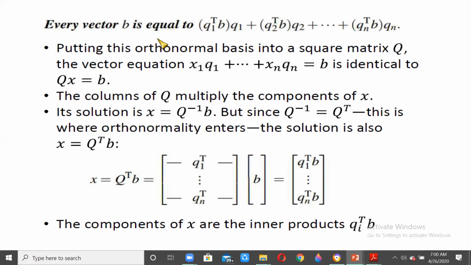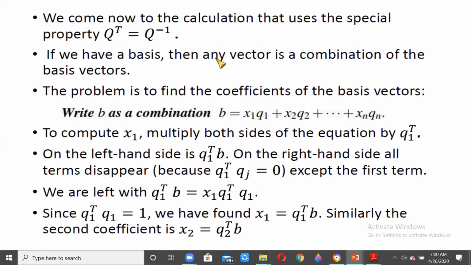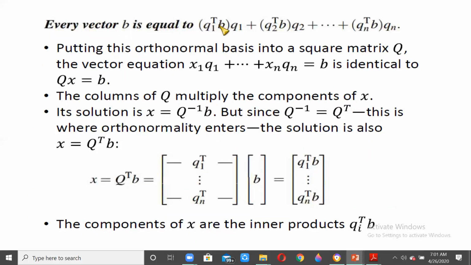So on the whole, in place of X1 we can write Q1 transpose B. In place of X2, we can write Q2 transpose B. In place of X3, we can write Q3 transpose B. And in place of Xn, we can write Qn transpose B. So if you write that, then we'll get B to be equal to Q1 transpose B Q1 plus Q2 transpose B Q2 plus dot dot dot plus Qn transpose B Qn.